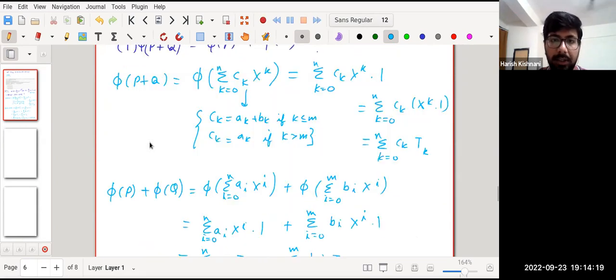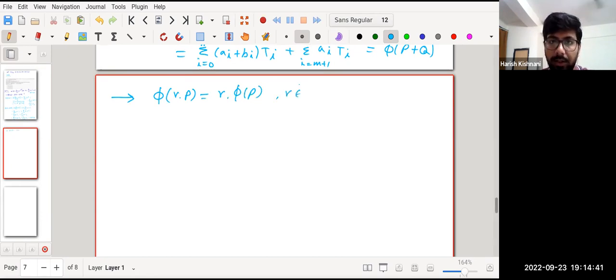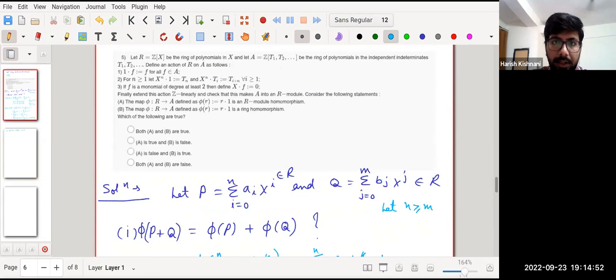We just need to check the scalar multiplication property as a ring homomorphism and as a module homomorphism. That might give you some change. So now we need to check that phi of r dot p is equal to r phi of p for some r belonging to your ring. It is an R-module homomorphism. So R was the ring of this, Z[x].